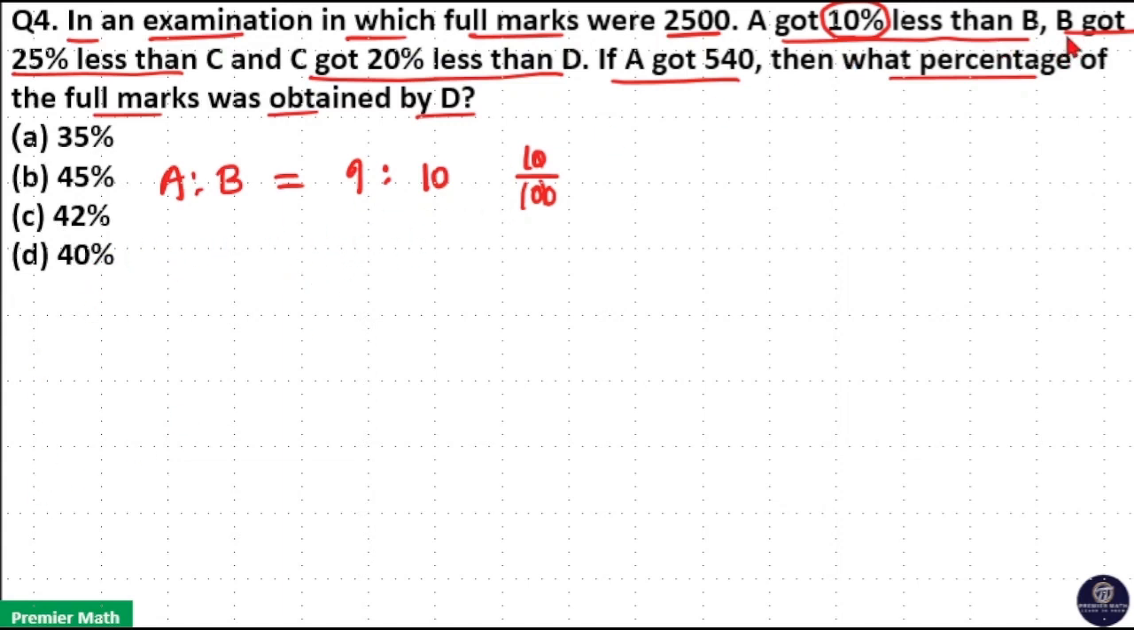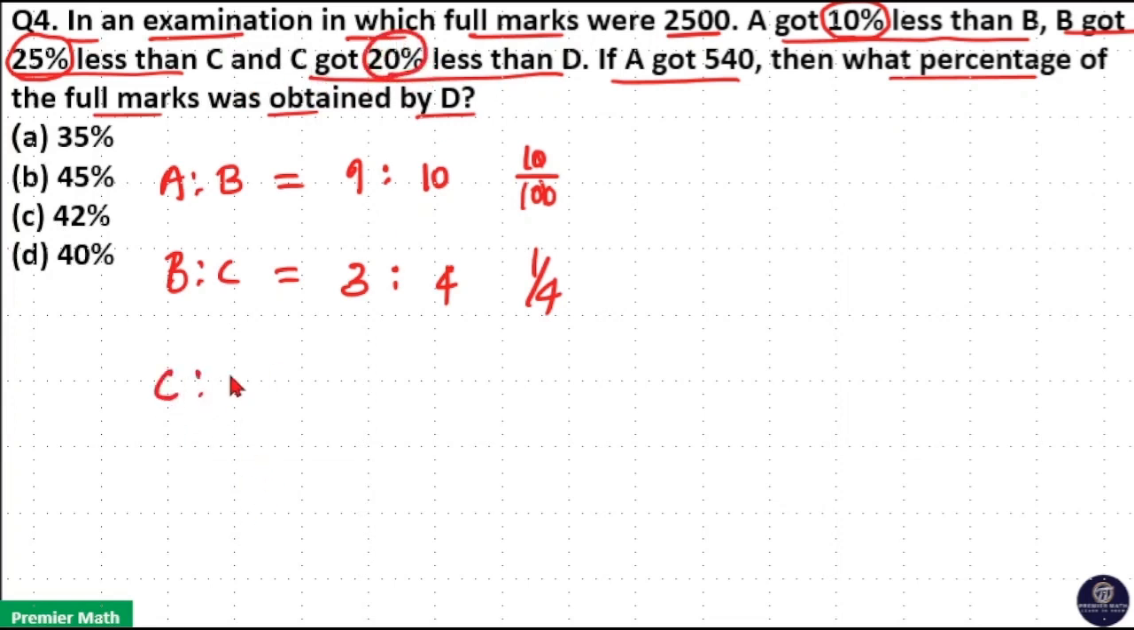Again, B got 25% less than C. So 25% means 25 by 100. Here 25 goes 4 times in 100. So I will write it as 1 by 4. So B is to C ratio is, here if C got 4 marks, B got 1 less than C, that is 3 marks.